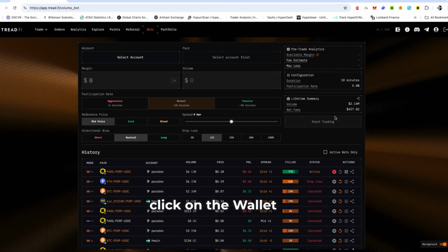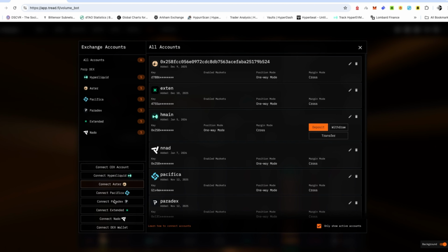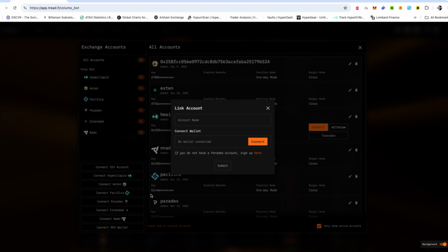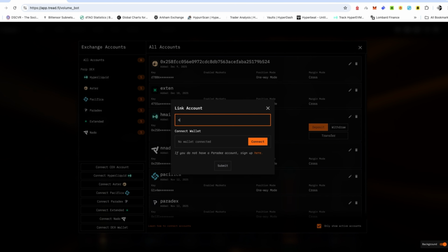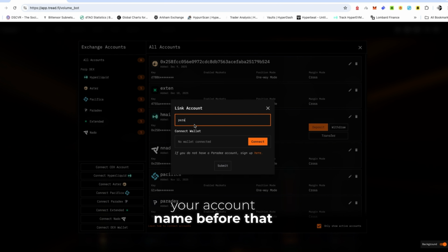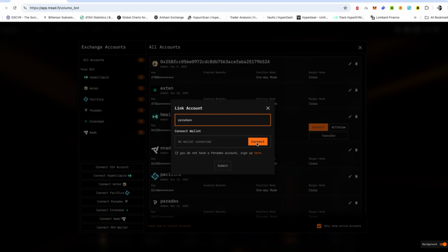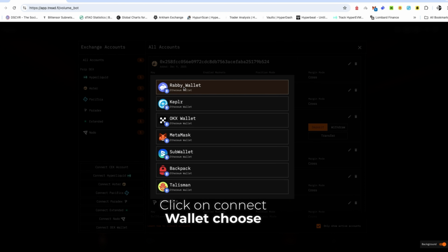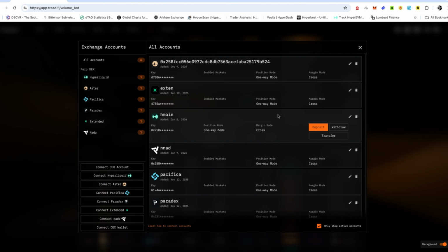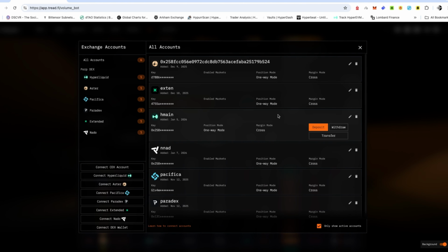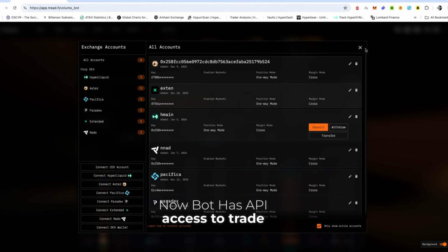To connect Paradox, click on the wallet icon. Then click connect wallet, select your wallet. You have to choose your account name before that. Just put some random name. Click on connect wallet, choose your wallet, and it will ask you to connect your wallet and sign some transactions. I've already linked my Paradox wallet, so I won't be doing this step. Once your wallet is linked to Trade, the bot has API access to Trade on your behalf.